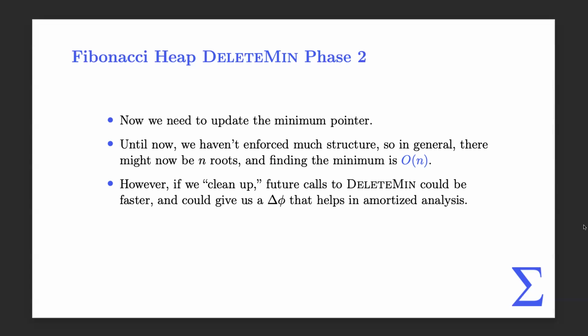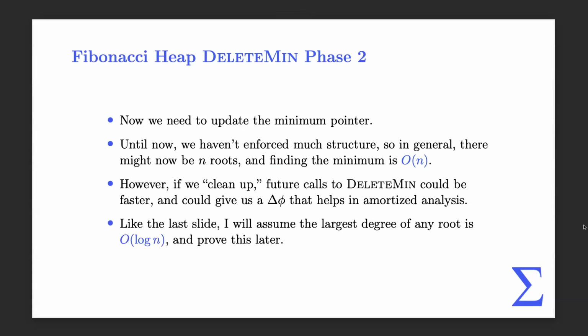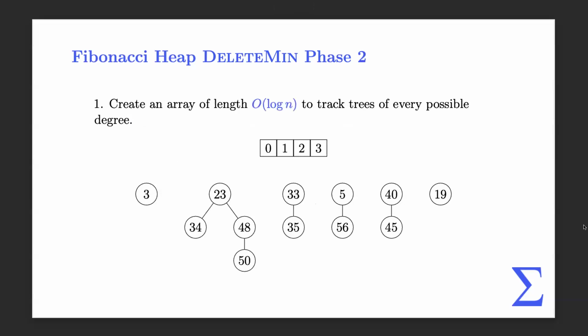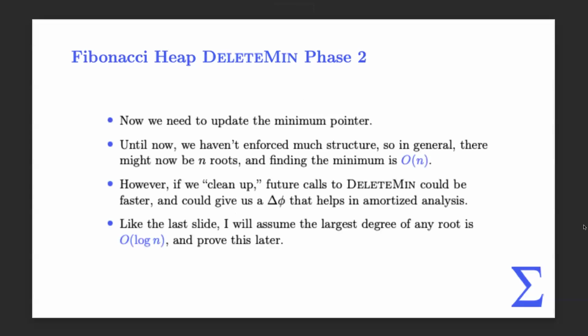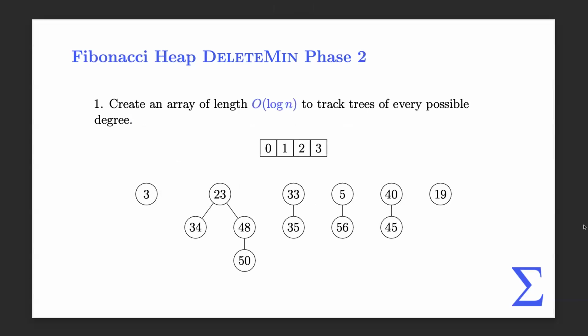Yeah, so we're doing cleanup, and once we find them once, then finding them again is easy, once there's more structure. So I'm gonna assume the largest degree of any root is O of log n, and get to that later. If we take this assumption, then we'll create an array of O log n to track trees of every possible degree.